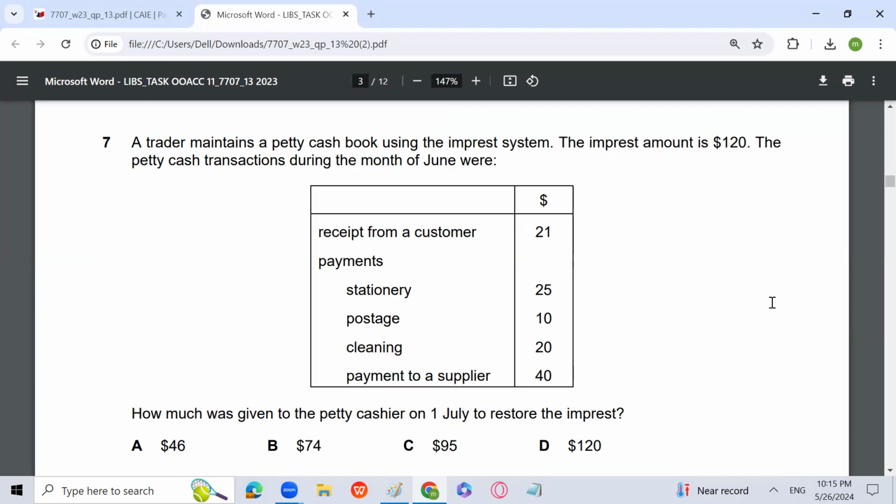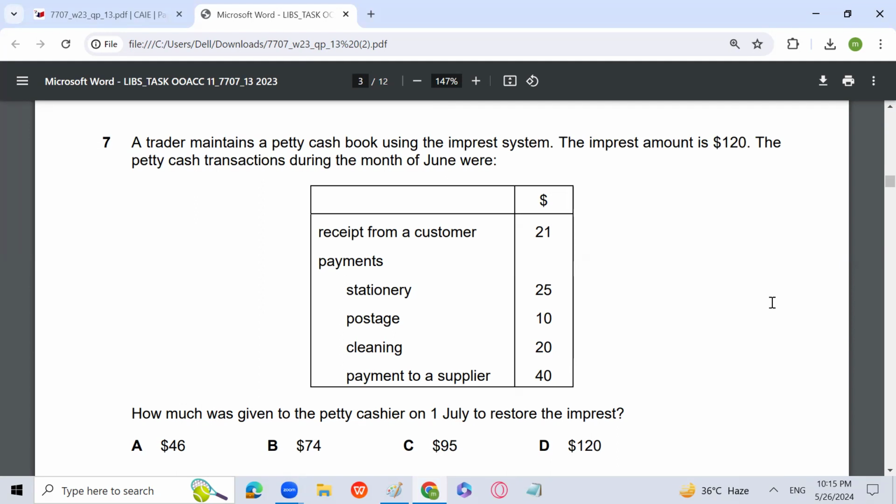What is the imprest amount, beta? 120. What is the receipt? 21. So we will subtract this. It means that 120 was there in the account, and then a receipt was there of 21, and we have payments of 25, 10.